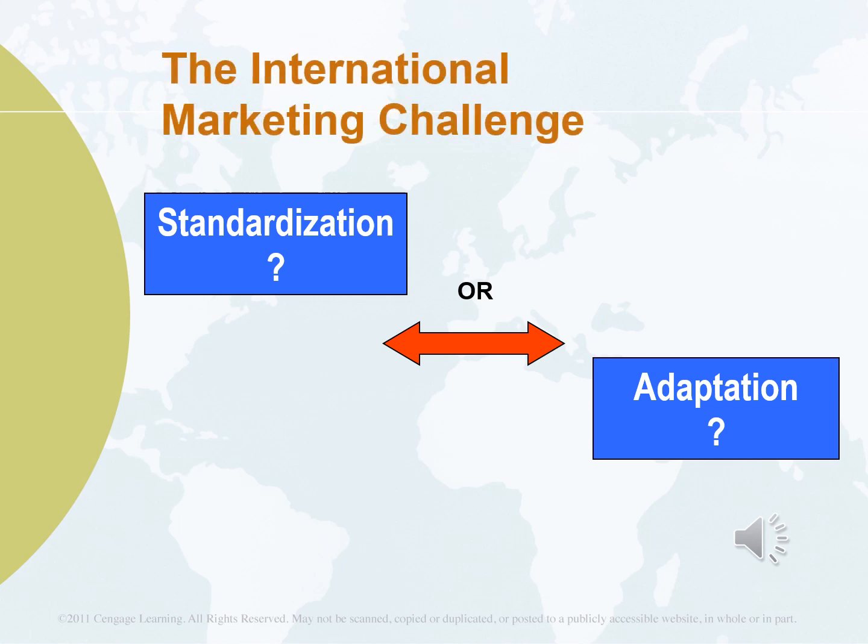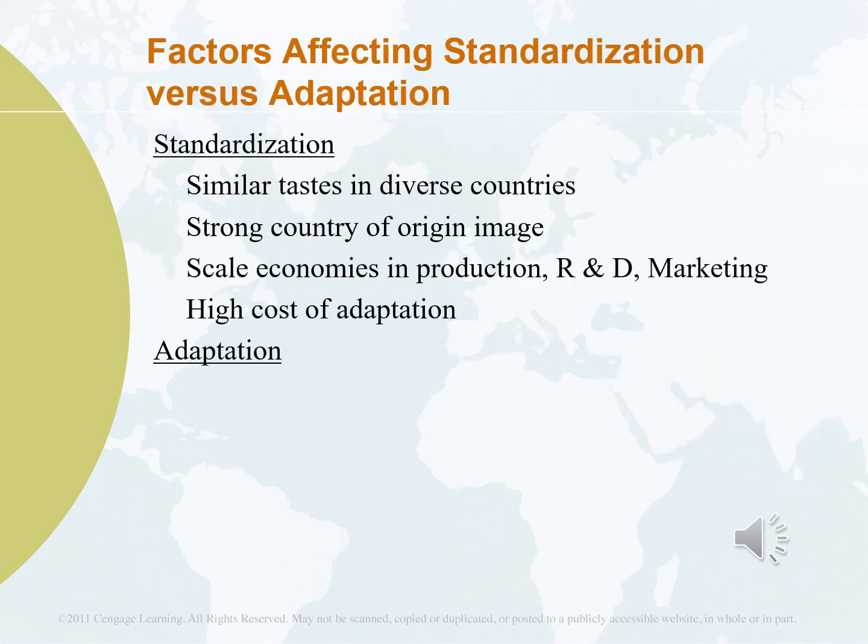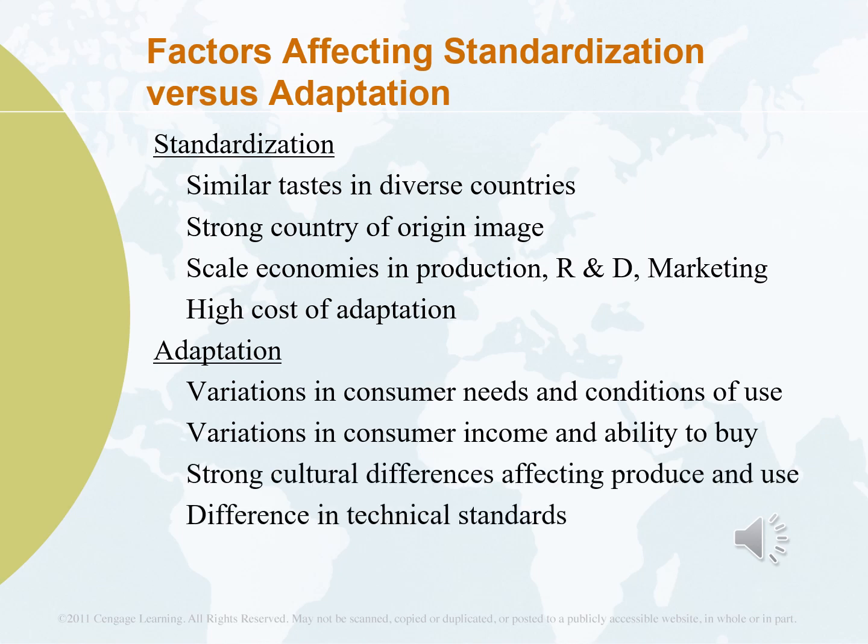In international marketing, there is a challenge. The first one is standardization versus adaptation. Do you have a standardized product that's the same everywhere you go, or do you have an adapted product, adapted to different country conditions wherever you go? You think about that. There are some factors affecting standardization versus adaptation. If you have a standardization strategy, you have a similar taste in diverse countries, you have a strong country of origin image. Everywhere you go, you have the same thing. Also, you have the scale.